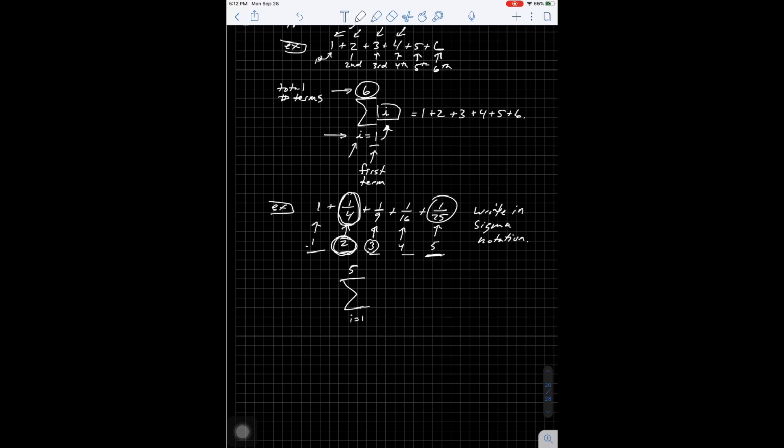So 3 squared, and then I put it under a 1. 4 squared, put it under a 1. 5 squared, put it under a 1. So my formula is going to be 1 over whatever term I'm on squared.